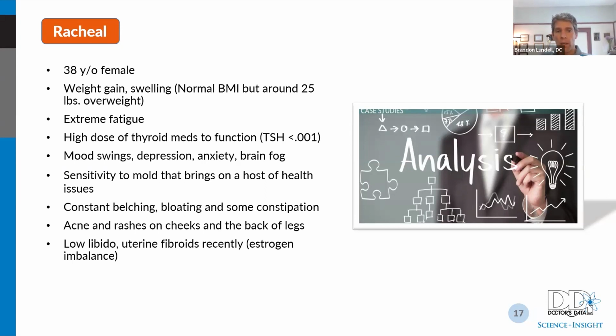She had constant belching, bloating, some constipation. That was really getting to her. No one likes to walk around being constipated and bloated. You never feel right if your gut isn't working properly. She was starting to get acne, rashes on her cheeks, back of her legs, low libido. She recently was diagnosed with uterine fibroids, which is this estrogen imbalance.